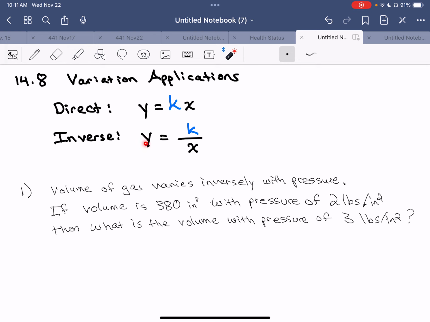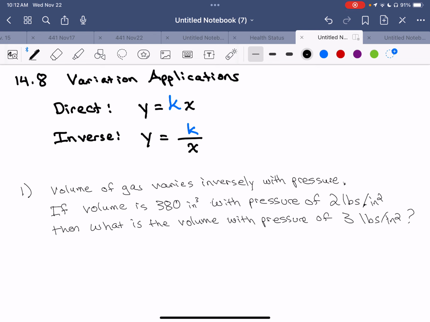Inverse relationship is where when X gets larger, Y gets smaller. And it has this particular type of relationship. So the product of X and Y is always a constant. That's another way to look at it. So these two, you want to be able to pair the correct relationship with the wording. And then I'll show you how to solve these equations. It's a few steps, but they're all fairly short and not a lot of pieces moving around.